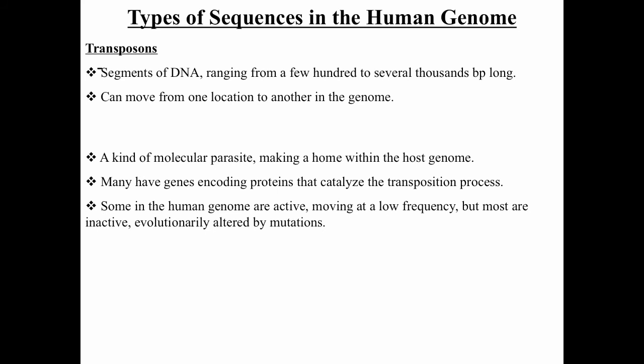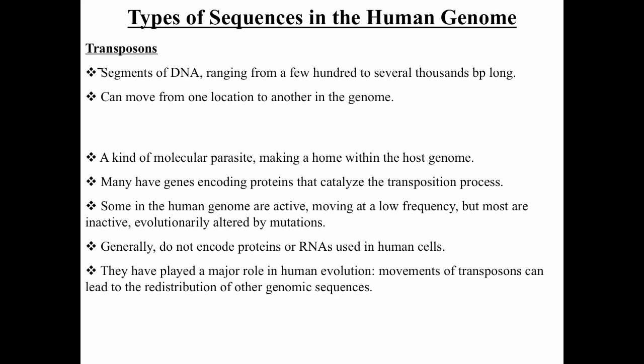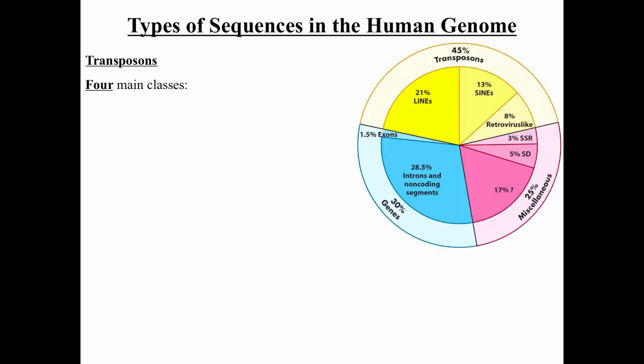Some transposons are quite active, so they can move at a low frequency, but most are actually inactive, sort of forced to stay where they are. They're inactivated and altered by mutations. They generally do not encode proteins or RNAs that are actually used by human cells, and they have played a role in human evolution. There have been major movements of transposons, and it can lead to the redistribution of other genomic sequences. There are essentially 4 classes of transposons.